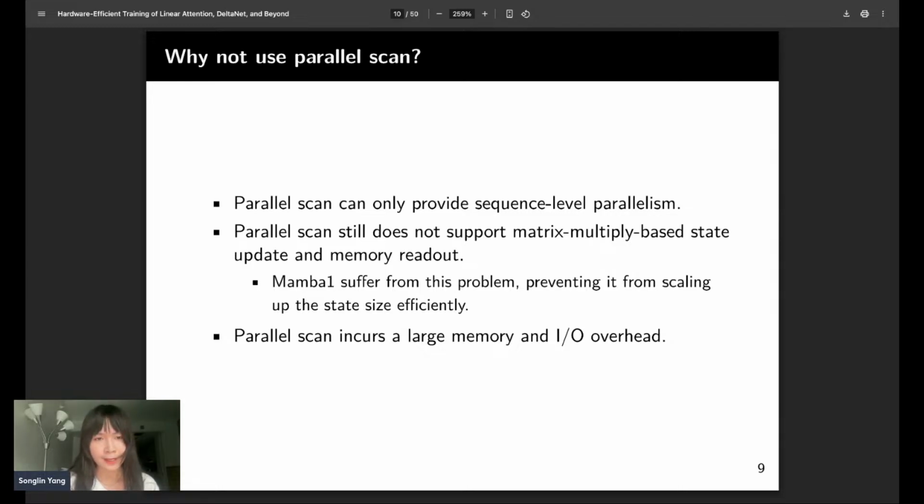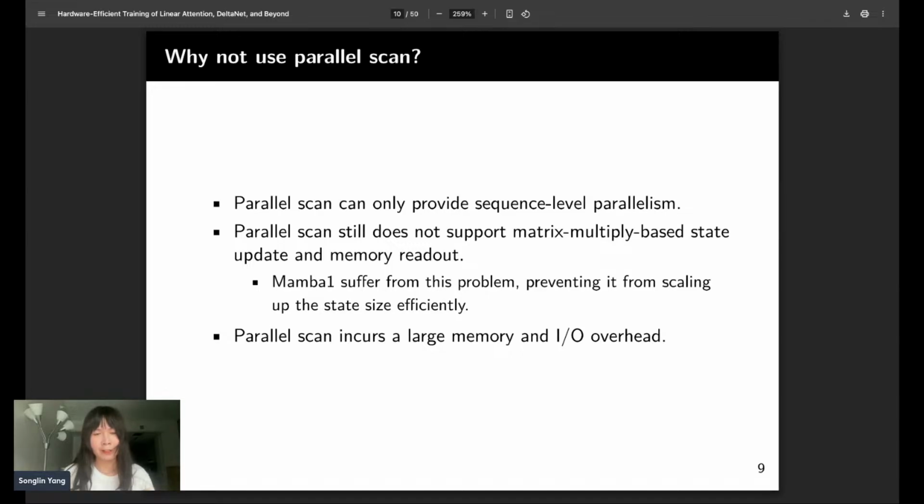A common question is: why don't we use the parallel scan to train this linear attention model? The first limitation of the recurrent form is that it cannot parallelize across the sequence length. But this is a linear recurrence, and we all know that a linear recurrence can be parallelized across the sequence length using the parallel scan algorithm. In the linear attention case, parallel scan can provide sequence-level parallelism. You can do parallel computation for different chunks of data.